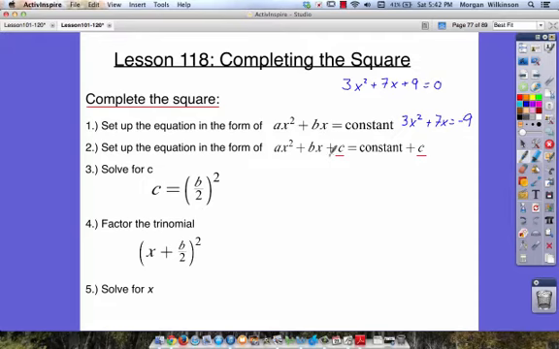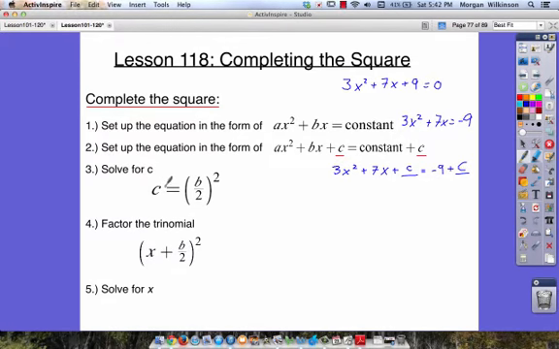Step 2. Set up the equation in the form of ax squared plus bx plus a c value equals the constant plus the c value. What that would look like is this. 3x squared plus 7x plus our constant c, or a c value, is equal to our constant, negative 9, plus our c value.